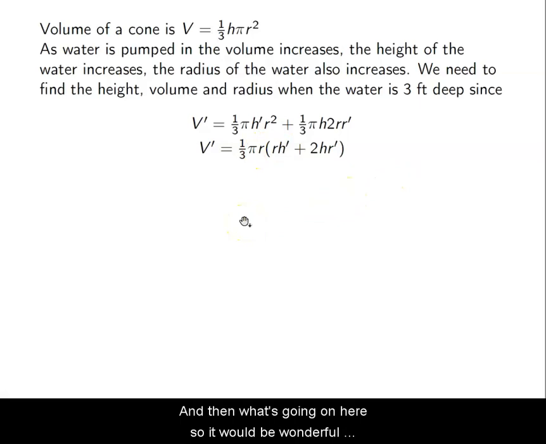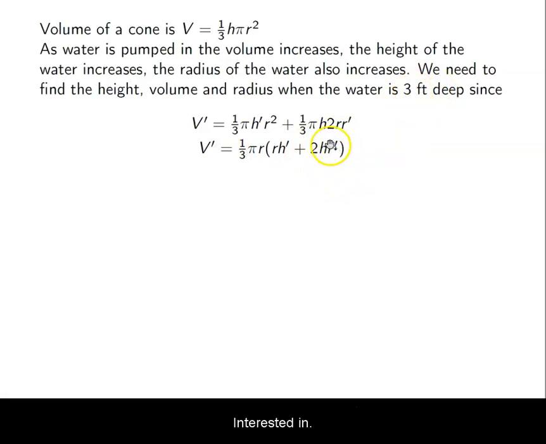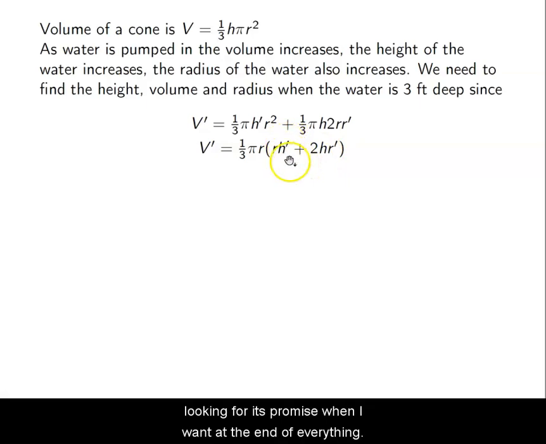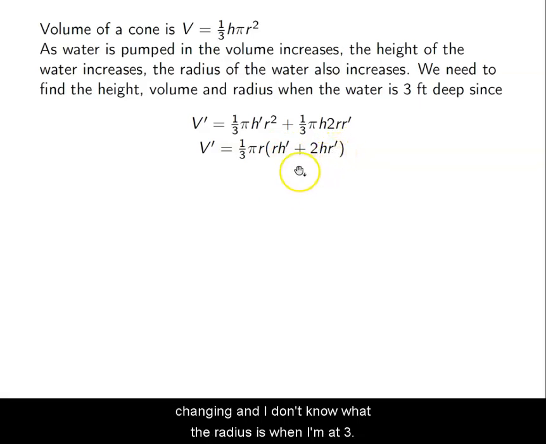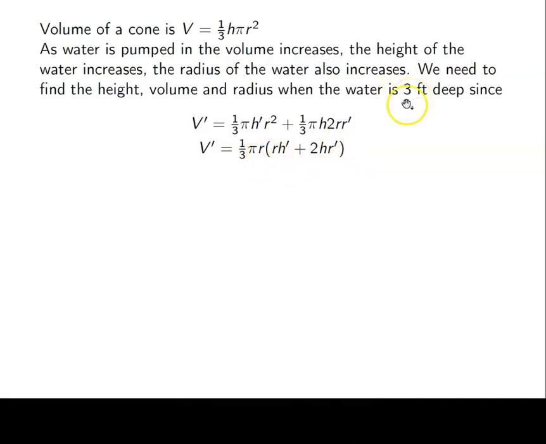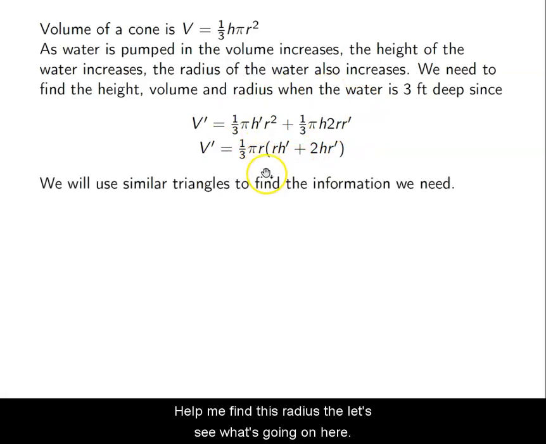So it would be wonderful if I just plugged in 3 right now, and then the derivative that I have. I know that the derivative of volume is 2. I know that the height that I'm interested in is 3. I don't have a change in height, which is what I'm looking for. The h prime is what I want at the end of everything. However, I don't know the rate at which my radius is changing, and I don't know what the radius is when I'm at 3 feet. I don't need to know the volume necessarily when I'm at 3 feet. Possibly I do to help me find this radius, but let's see what's going on here.